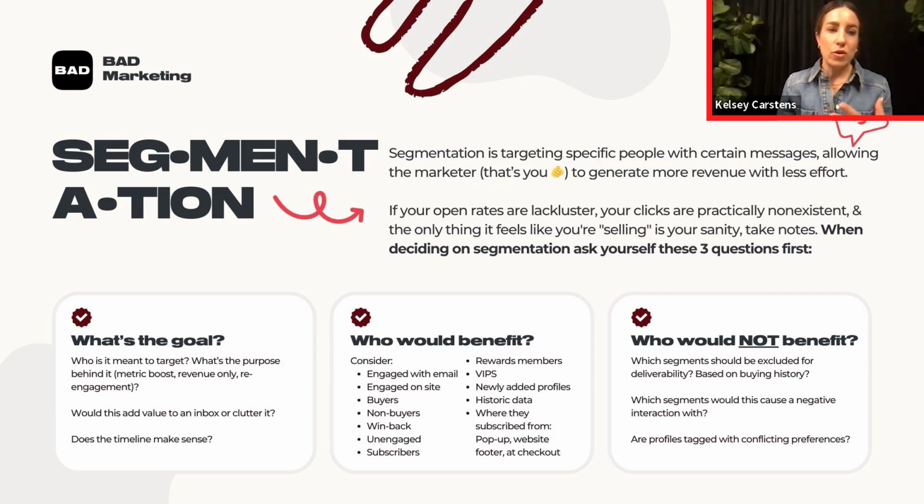So not only the goal in regards to who you're targeting, buyers or non-buyers, but also your goal as the marketer. So we always want our emails to generate revenue, but sometimes there's a different purpose behind an email. Maybe some of your metrics are low and you need to boost open rates or click rates for deliverability purposes. So you also need to understand that additional goal so that you can tailor that email very specifically to help you do those things. When you know the goal, you then want to sit down and ask yourself who is going to benefit from this.